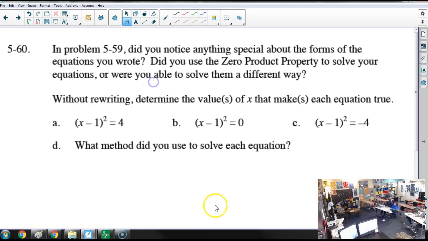Try these real quick now that we know the process. Yep, we square root first. Square root first, then do the algebraic arithmetic, because the square root is also algebra.